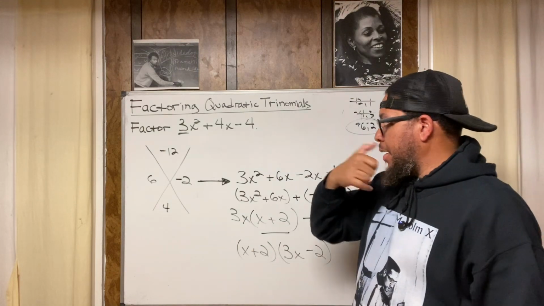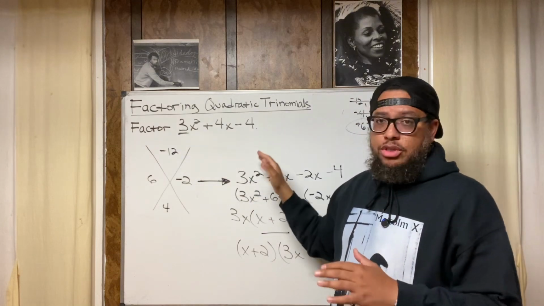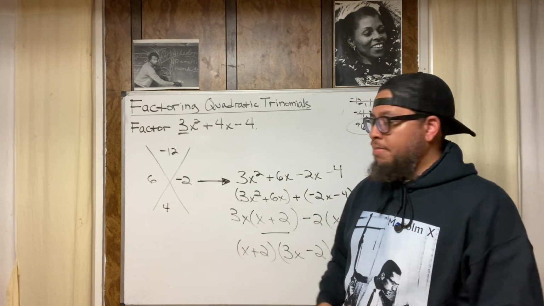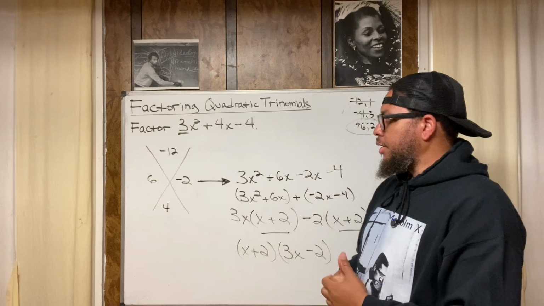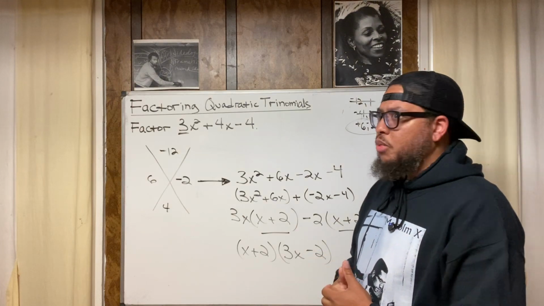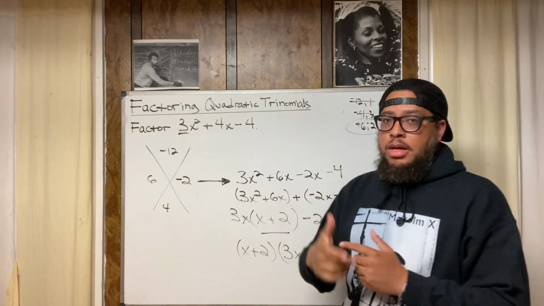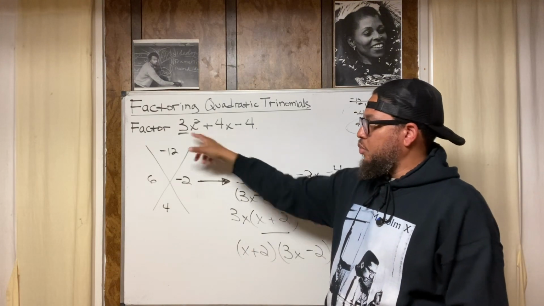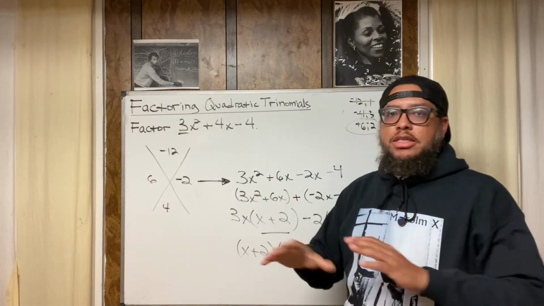All right, and this is not the only way to factor a quadratic trinomial. This is only one way, right? There are some other methods. There's a trial and error method. There's another method. I got examples in the playlist on factoring quadratic trinomials where a does not equal 1, right? But there are some other methods.